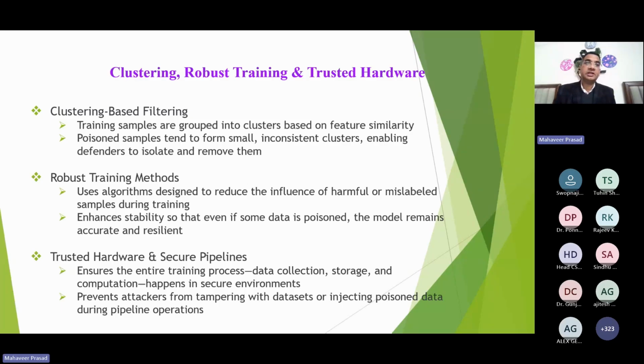There are a few different techniques, like clustering-based filtering. If you do the clustering, then different kinds of samples will fall in different clusters, and that way we will come to know which are the poison samples. Robust training methods use algorithms designed to reduce the influence of harmful or mislabeled samples during training and enhance stability, so that even if some data is poisoned, the model remains accurate and resilient. Then we can use some trusted hardware if it is available.